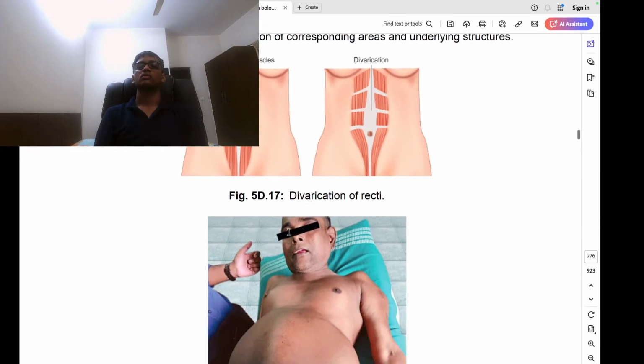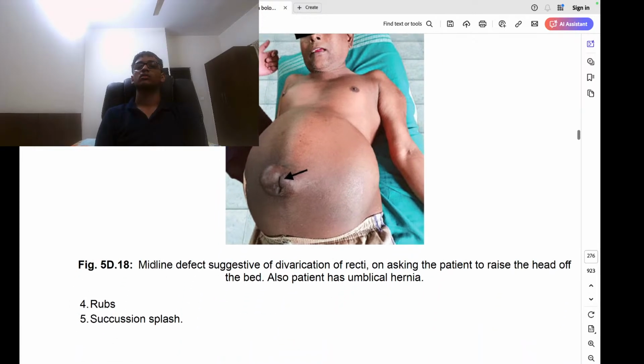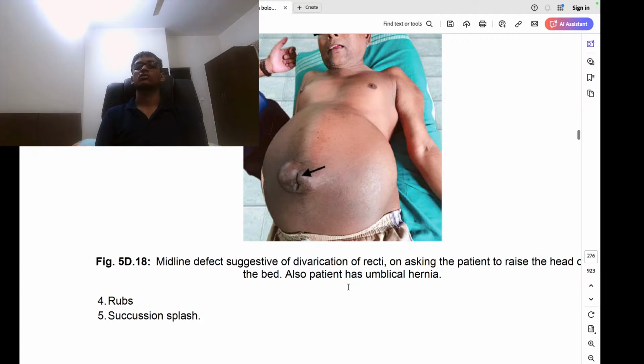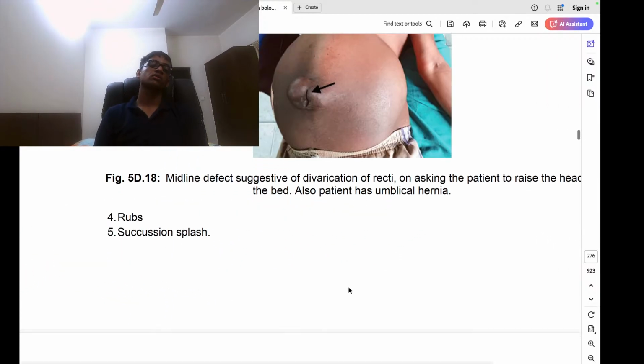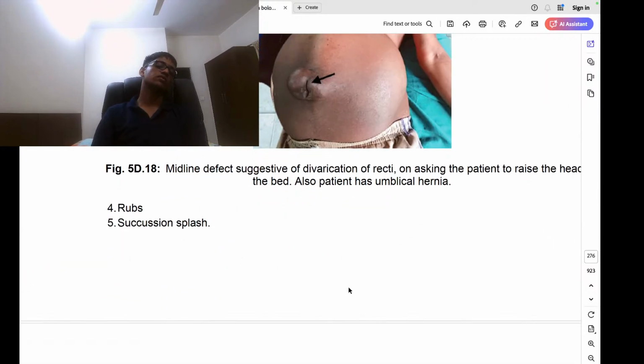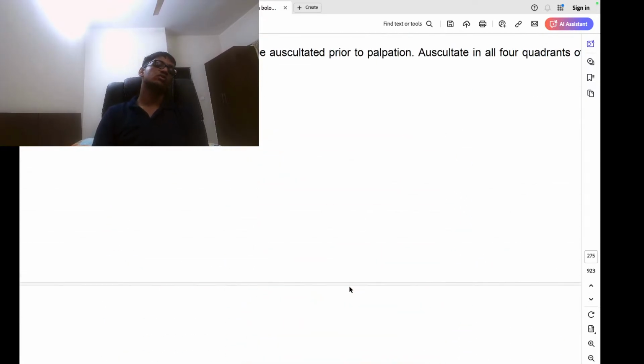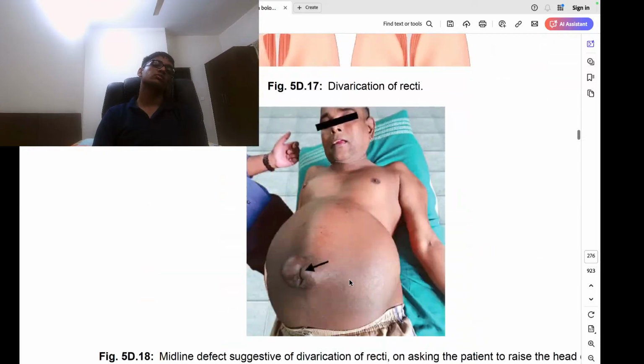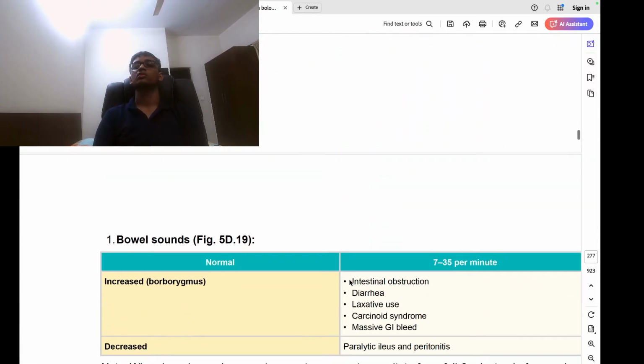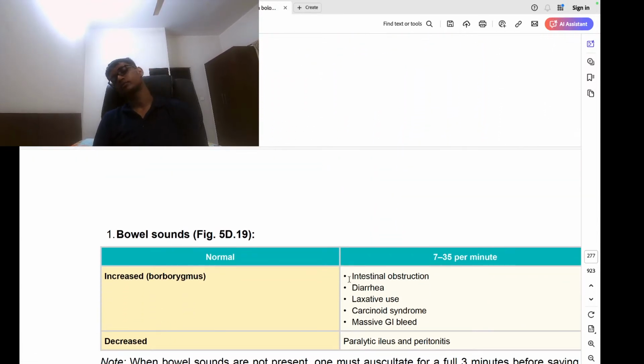The divarication, and minor defect. As the patient is the head of the patient, also the patient has umbilical hernia. Okay. You have rubs and you have succussion splash. Bowel sounds, bruits, venous hum, rubs, succussion splash.